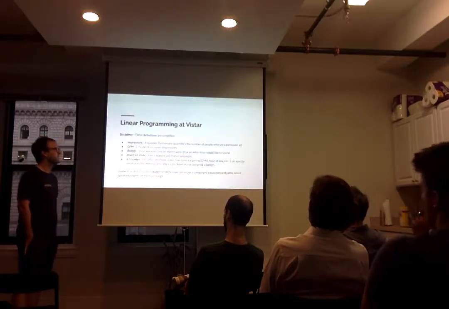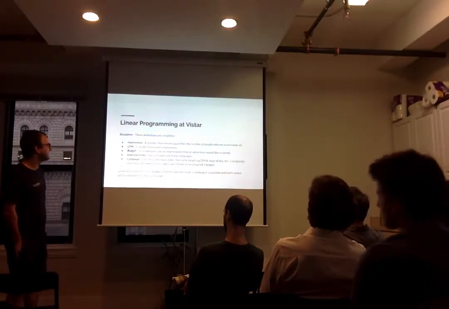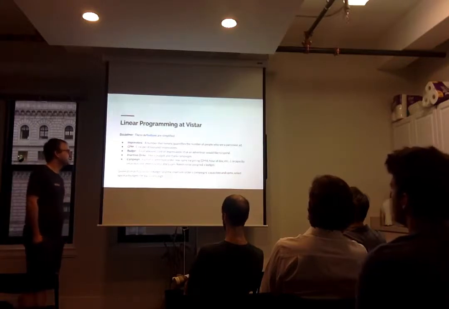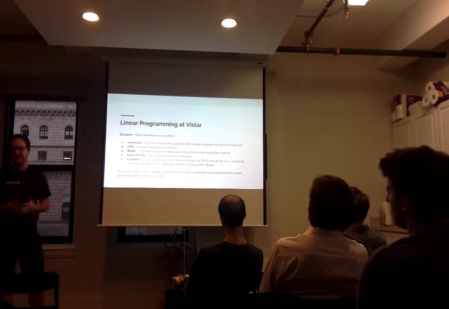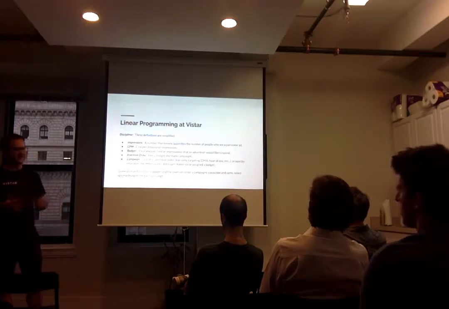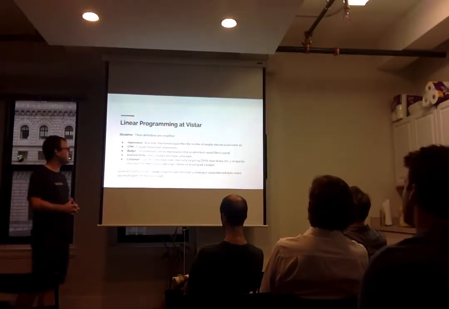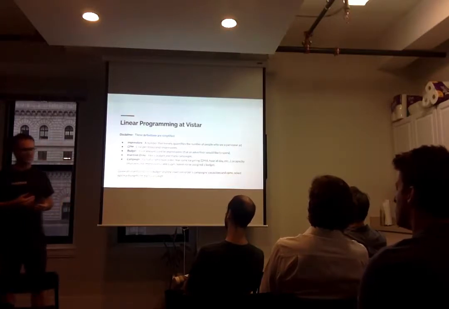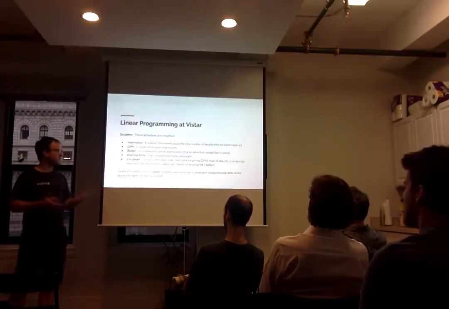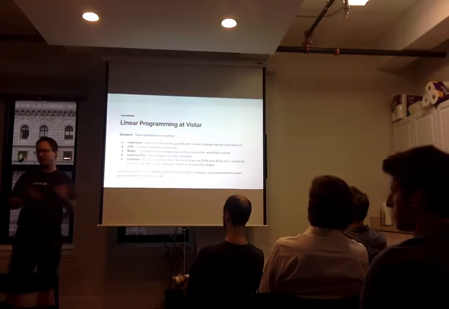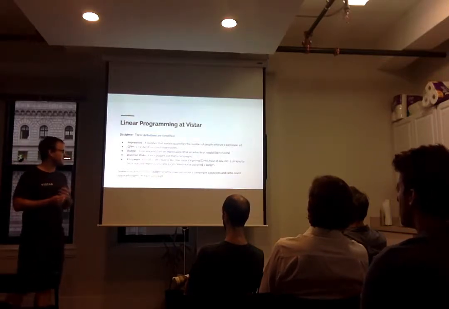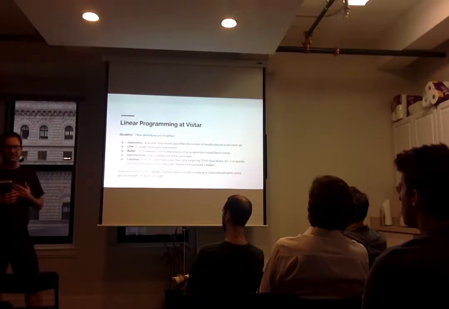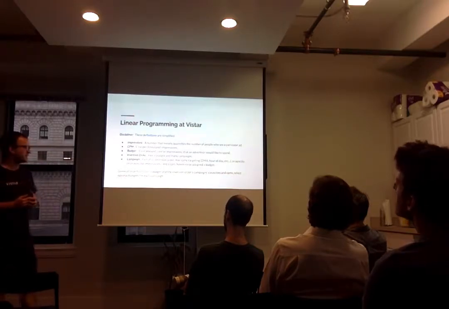So how do we use linear programming in Vistar? Well, you need a couple of definitions here. First of all, impressions are a number that loosely quantifies the number of people that will see a particular ad. CPM is actually cost per 1,000 impressions, but for our purposes, you can just say it's cost per impression. Budget would be the total amount, be it in cost or impressions, that an advertiser would like to spend.